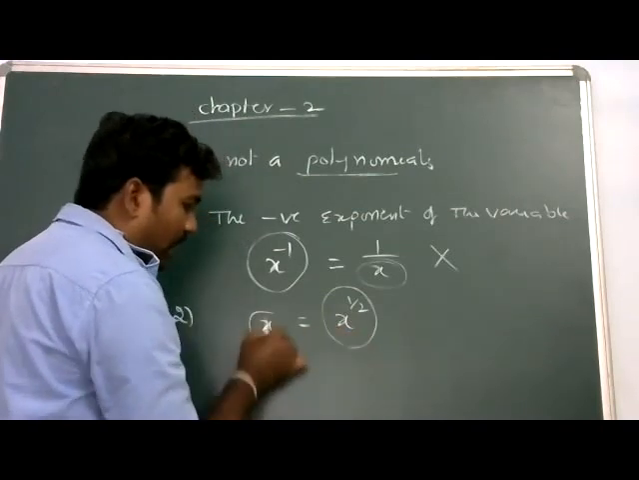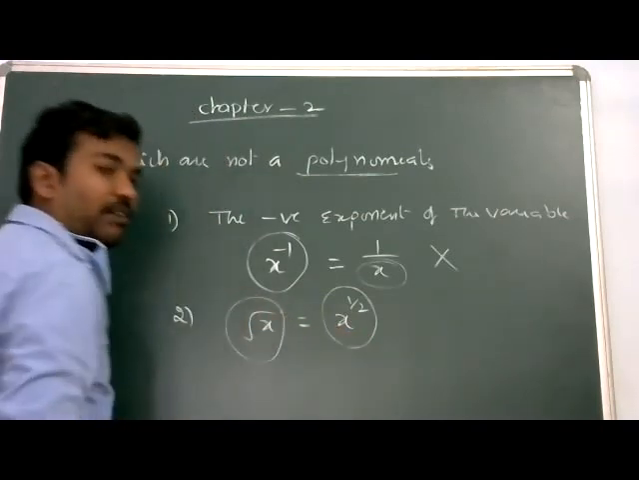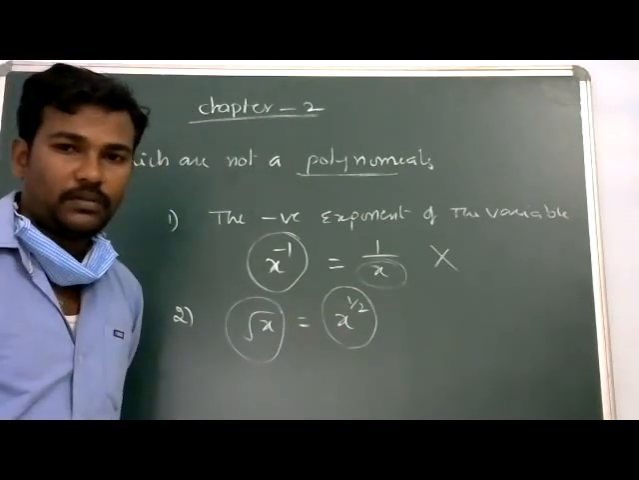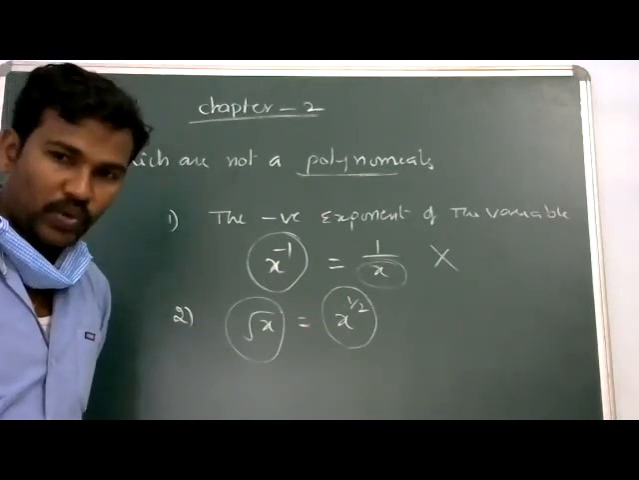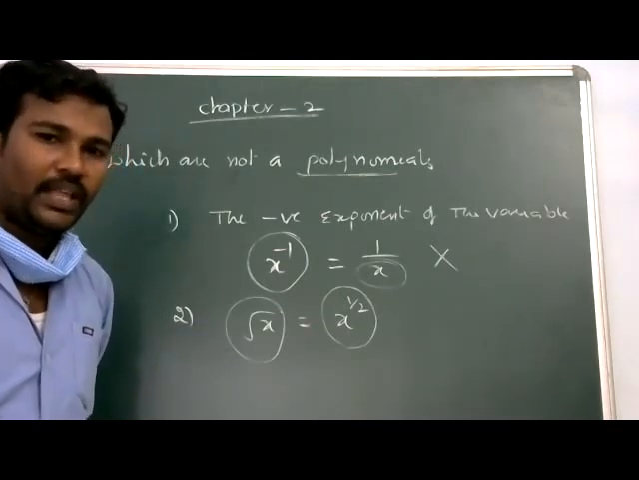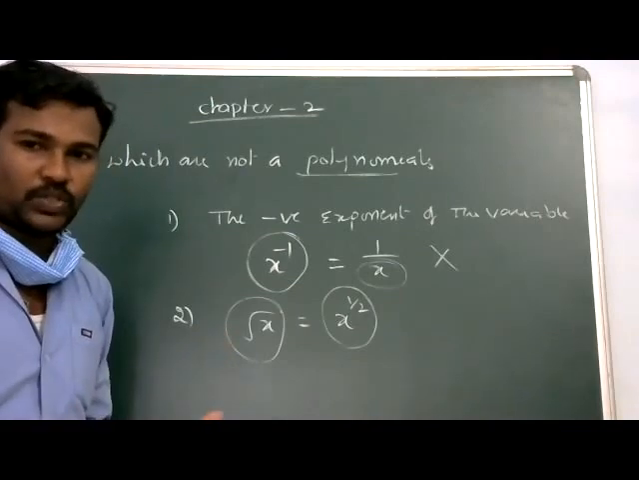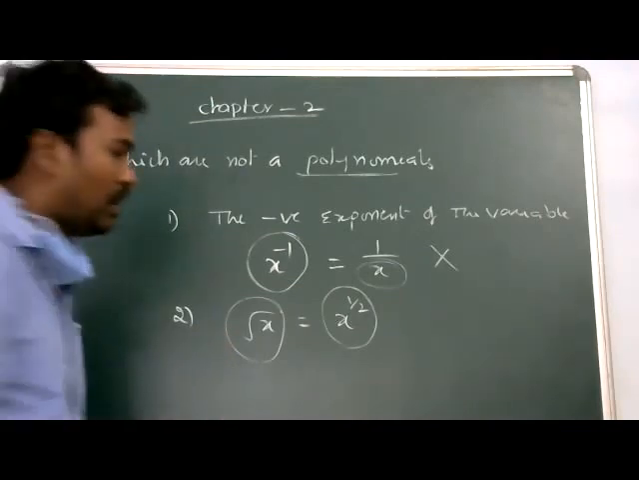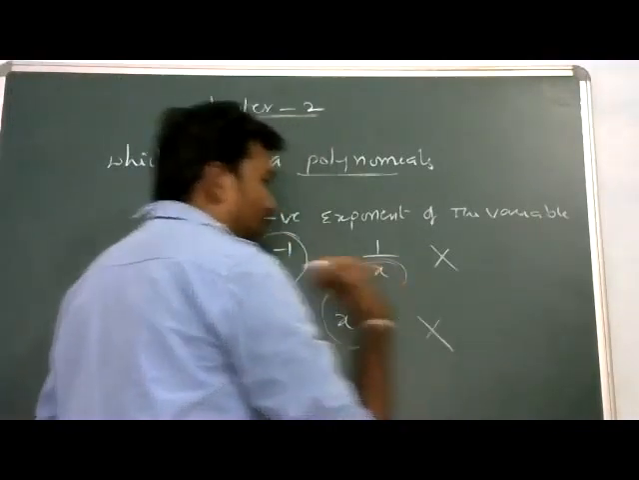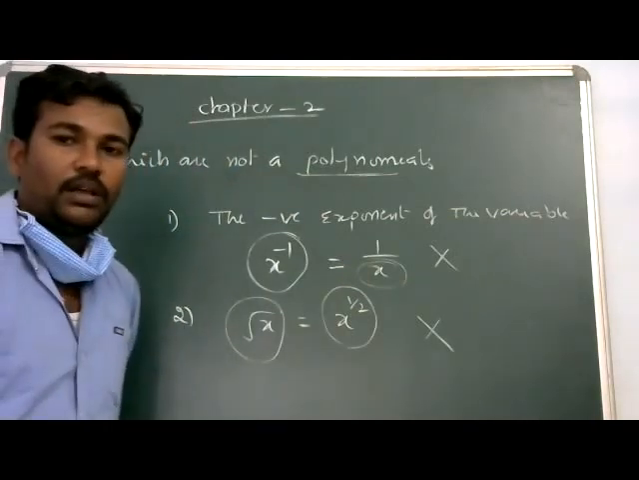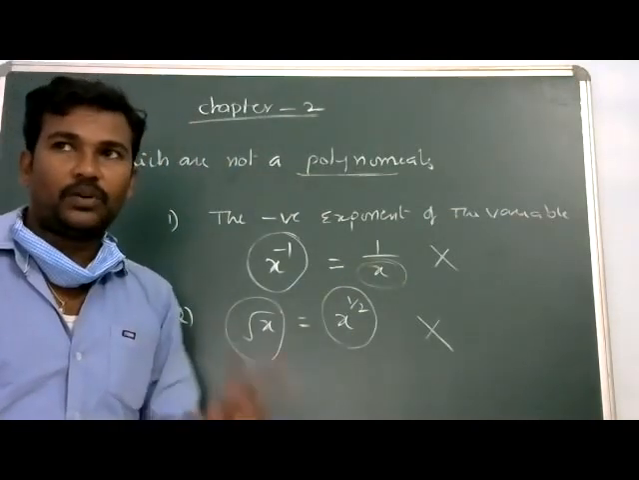X power 1 by 2 we can write as a root value. If the variable is in a root, square root, cube root, whatever it may be, then this is also not a polynomial. Here two conditions are there.